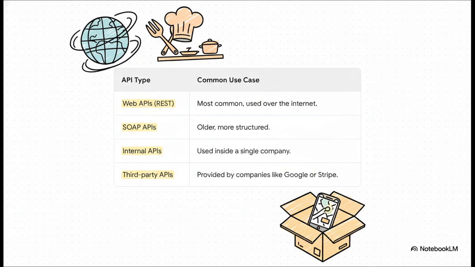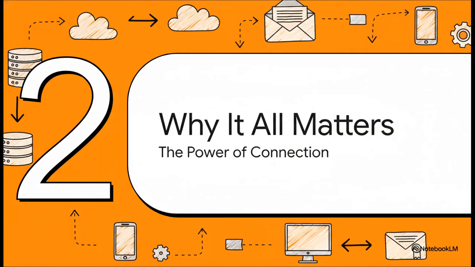And then there are third-party APIs. That's when an app uses an outside service to get something done. Think about how Uber uses Google Maps for directions or an online store uses Stripe for payments. Okay, so we know what they are, and we know there are different kinds. But why should you care? What's the real big picture impact of these digital messengers?